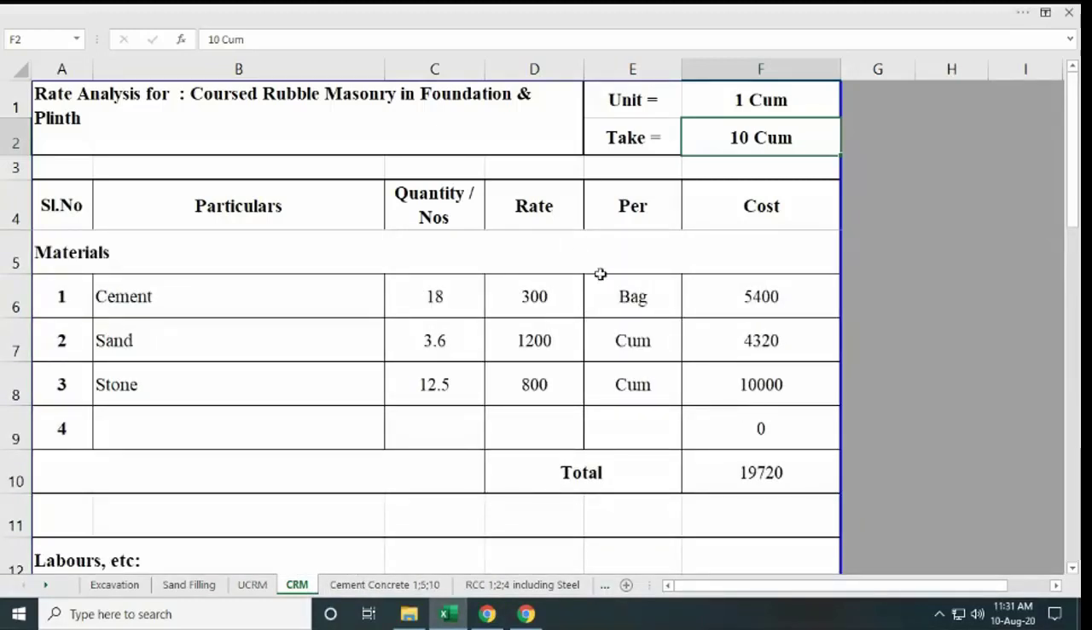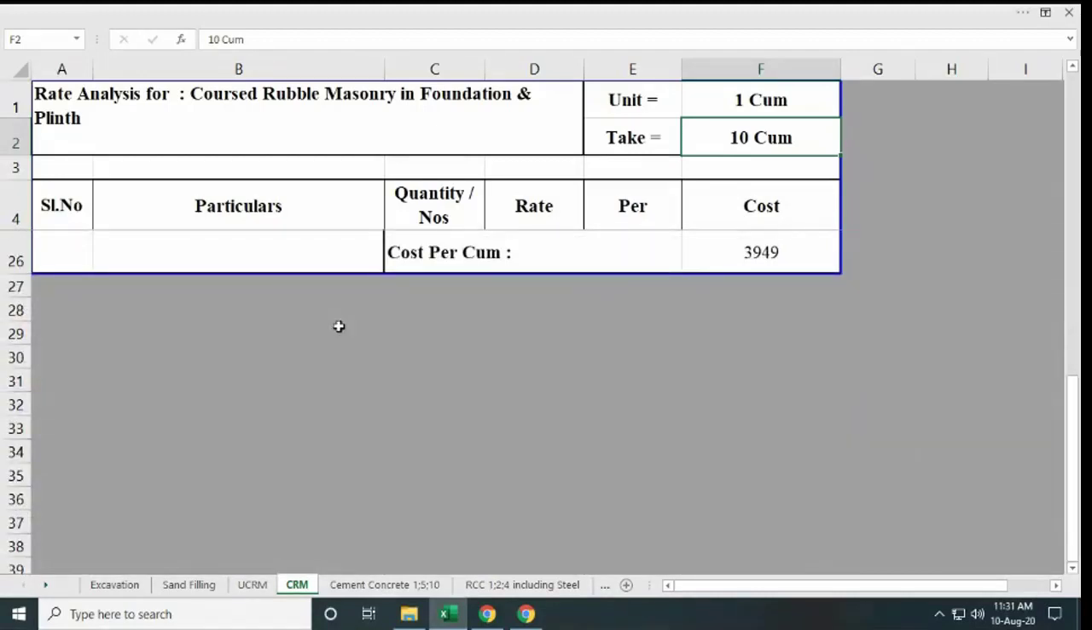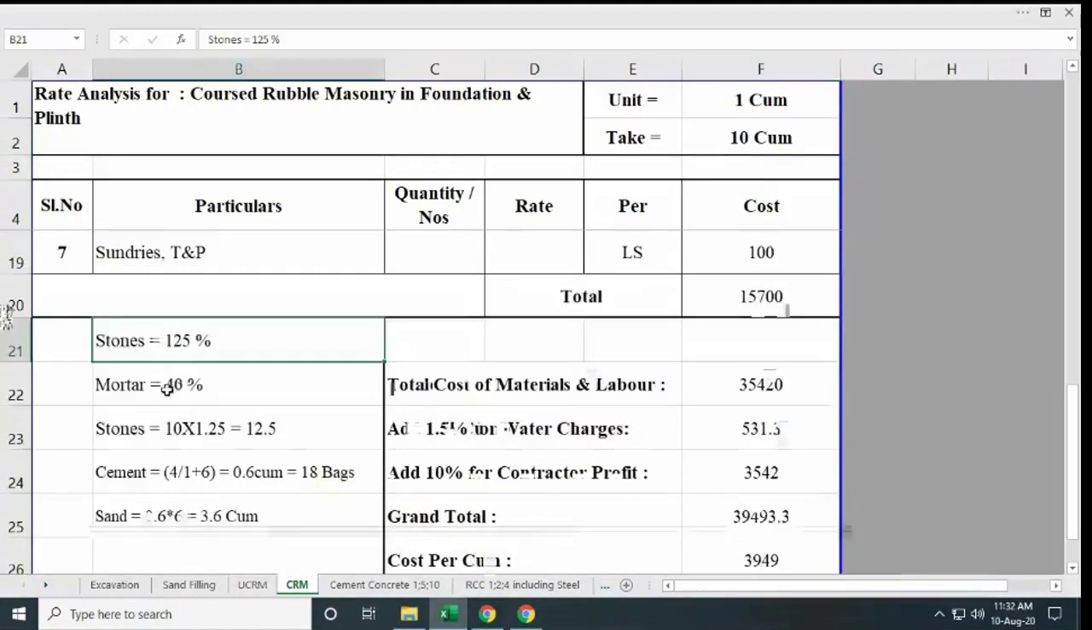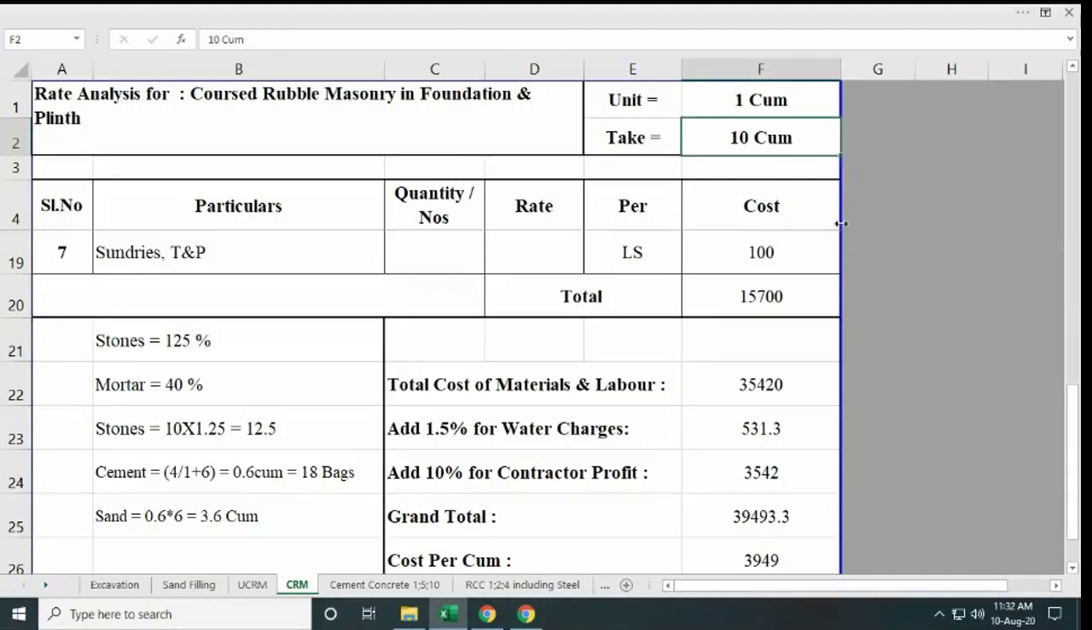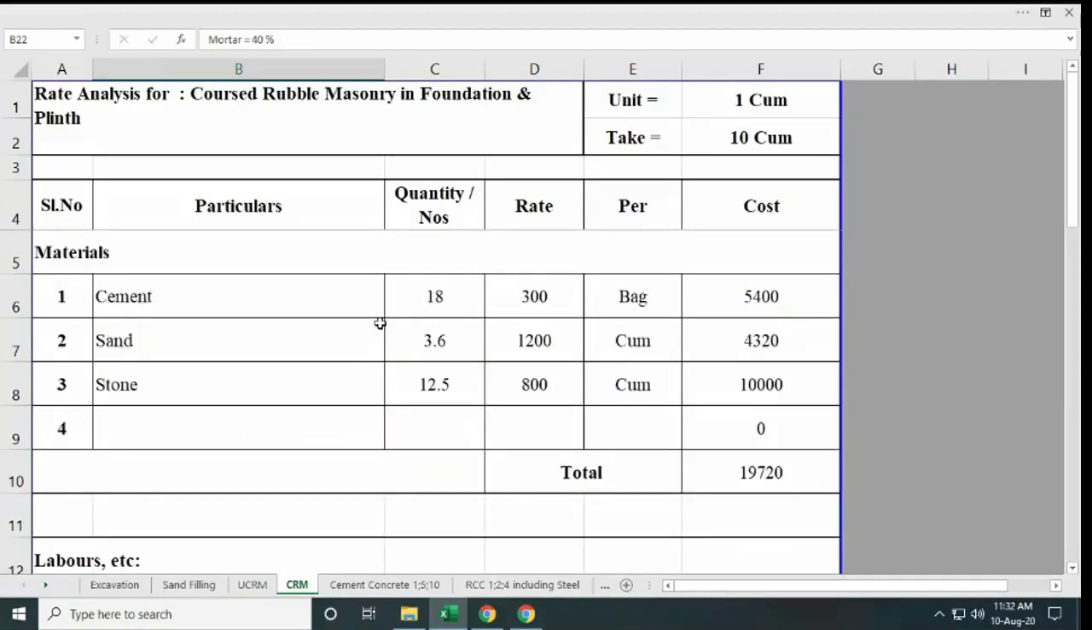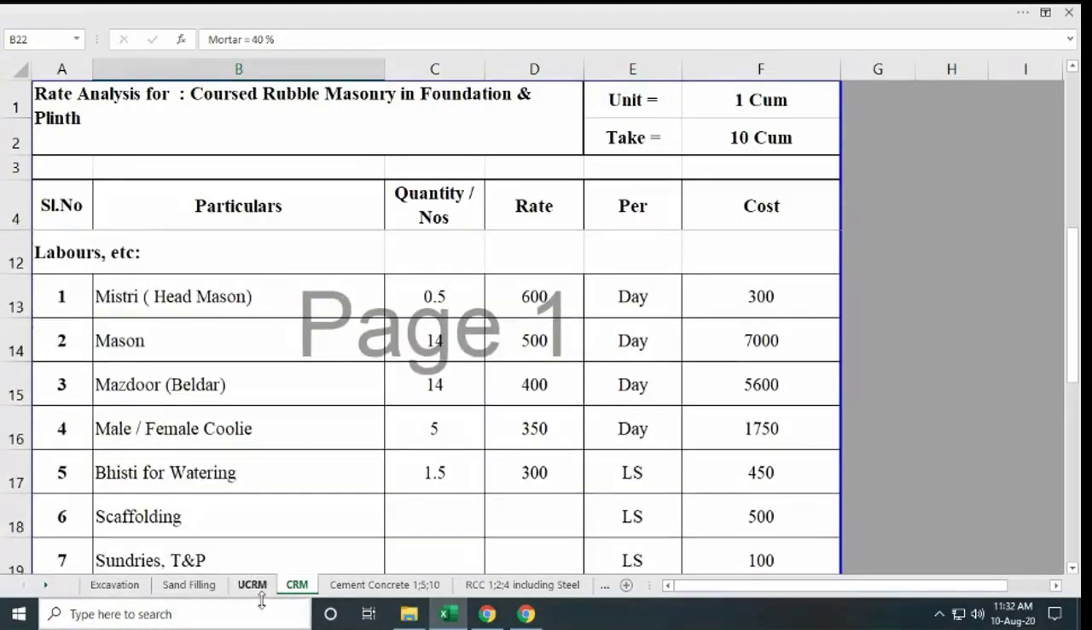One thing you can remember is that whenever you are doing stone masonry work, you have to remember how much stone is required. That is 25% extra above the volume of 10 cubic meters, that is 125%, so you can multiply by 1.25. The next is mortar, that is 40%. Similarly for brick masonry, how many bricks are required and how much mortar is required, based on that you can do the calculation. This is the outline of doing the random rubble and post rubble masonry work. The labor numbers and rates we have to remember.